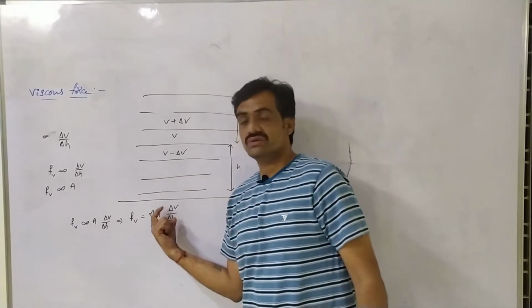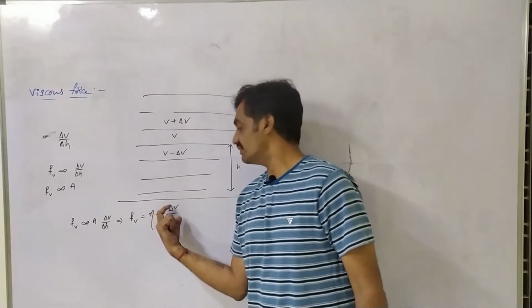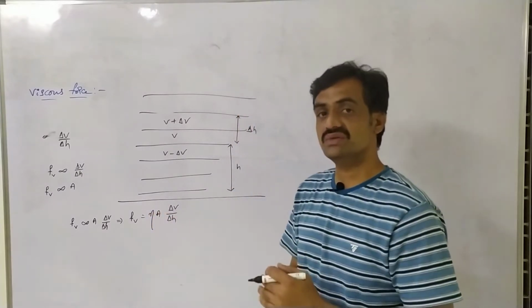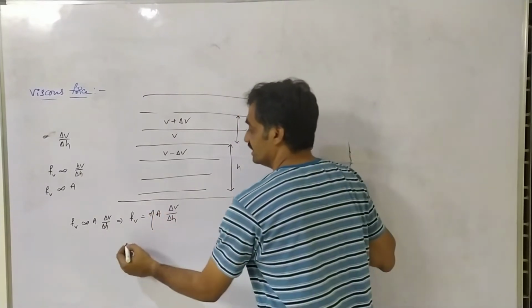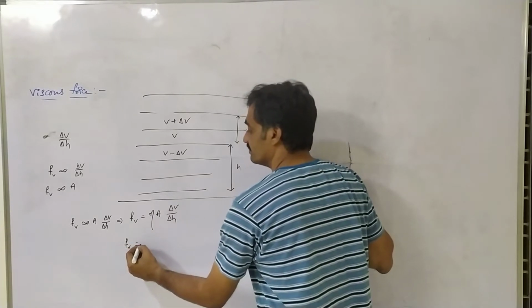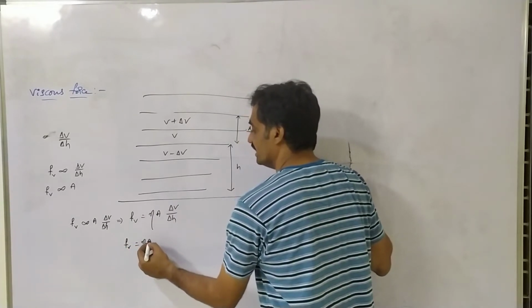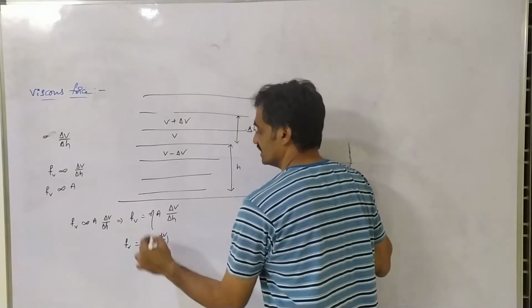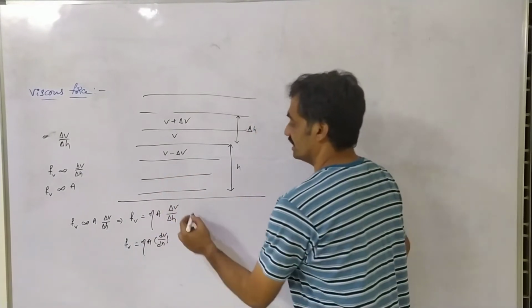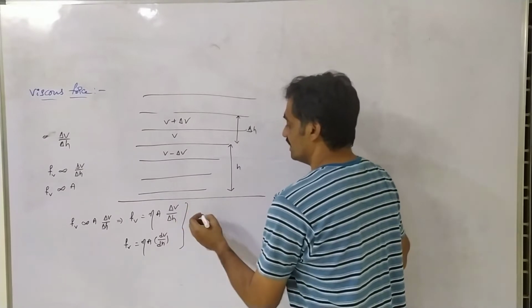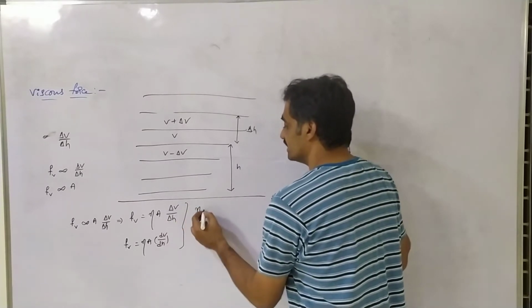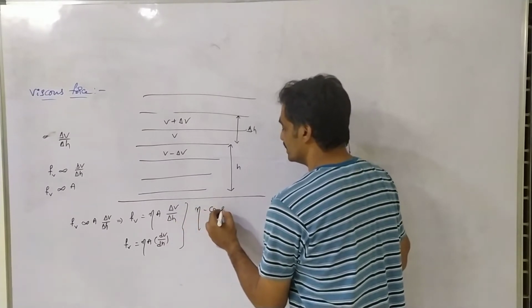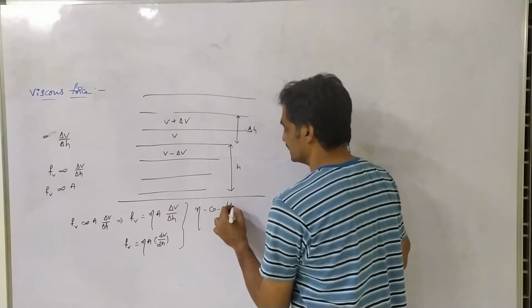If we consider the change in velocity gradient to be minimum, meaning instantaneous, then the viscous force can be represented as eta A into dV by dH. Now, observe that eta is nothing but the coefficient of viscosity.